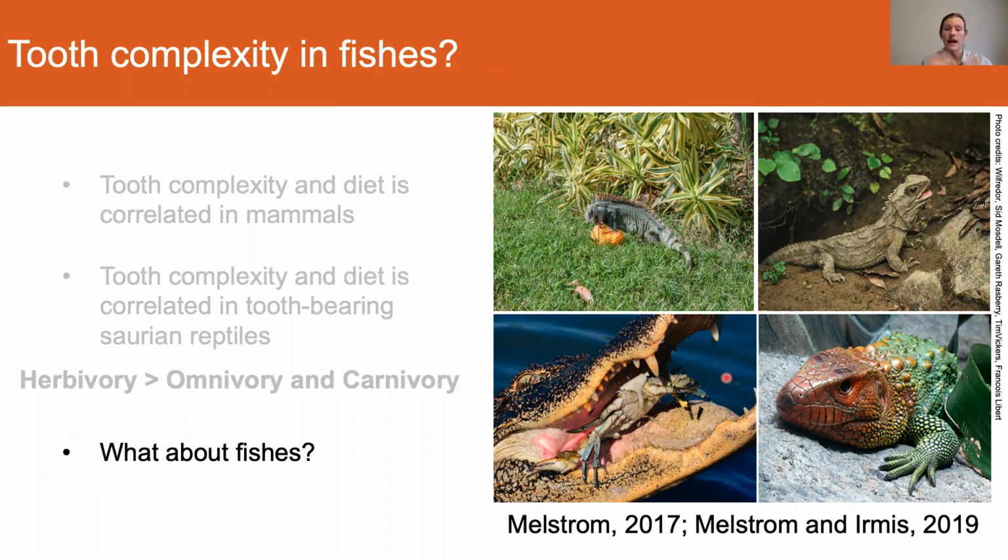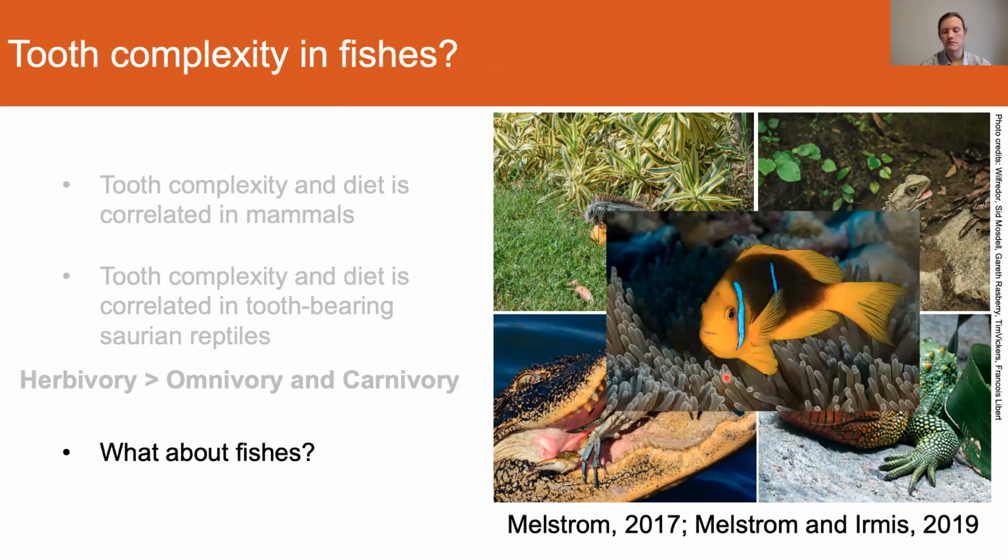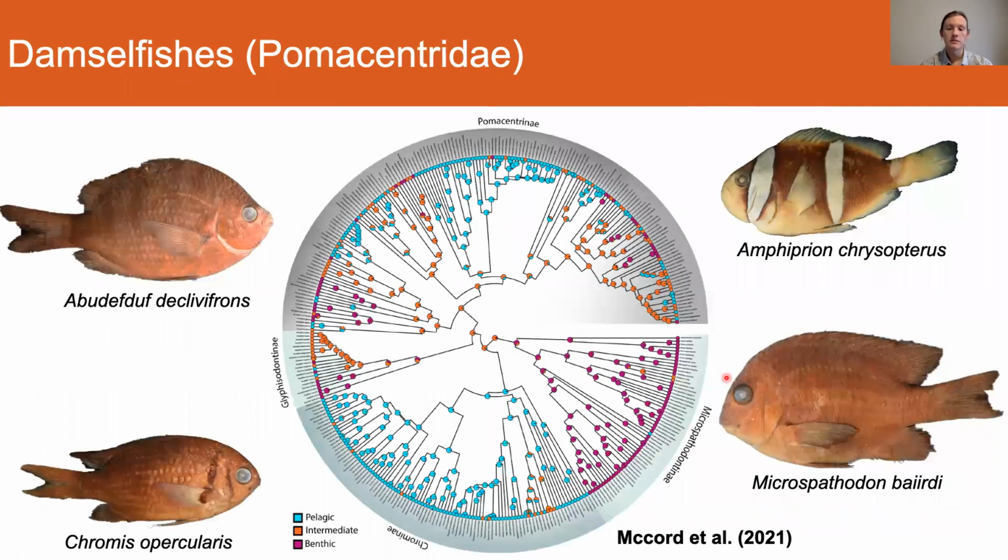Fishes, of course, make up nearly half of all vertebrate diversity and have more dental variation than any other vertebrate group. That said, for this talk, I will focus specifically on just one group of fishes, the damselfish. Damselfishes are a large family with a well-resolved phylogeny, seen here. They also exhibit a wide range of body size, behavior, and diet, numerous dietary transitions throughout the clade. However, there has been no work to date that has investigated patterns of tooth complexity in this group.